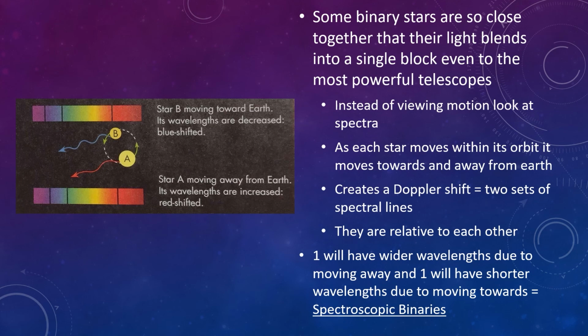Some binary stars are so close together that their light blends into a single block, even to the most powerful telescopes. And so in this case, instead of viewing motion, you actually look at its spectra. As each star moves within its orbit, it moves towards and away from Earth, creating a Doppler shift for both stars, which means there are two sets of spectral lines, and they are relative to each other. One will have longer wavelengths due to moving away, and one will have shorter wavelengths due to moving toward us. And this is known as spectroscopic binaries because we looked at the spectroscopy.